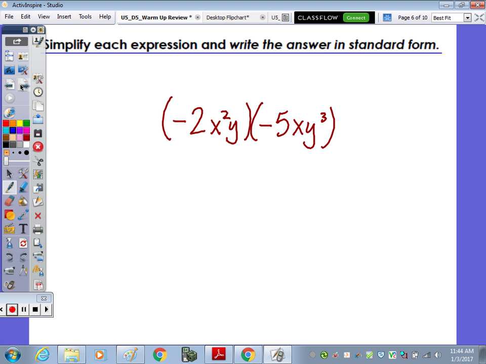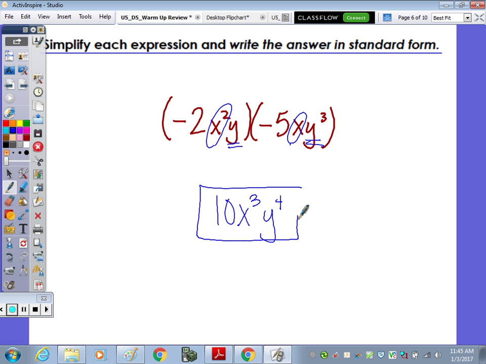Multiplying negative 2 times negative 5 is 10. X squared times x would be x cubed. And then y times y cubed would be y to the fourth. When you multiply, you keep the base and add the exponent.